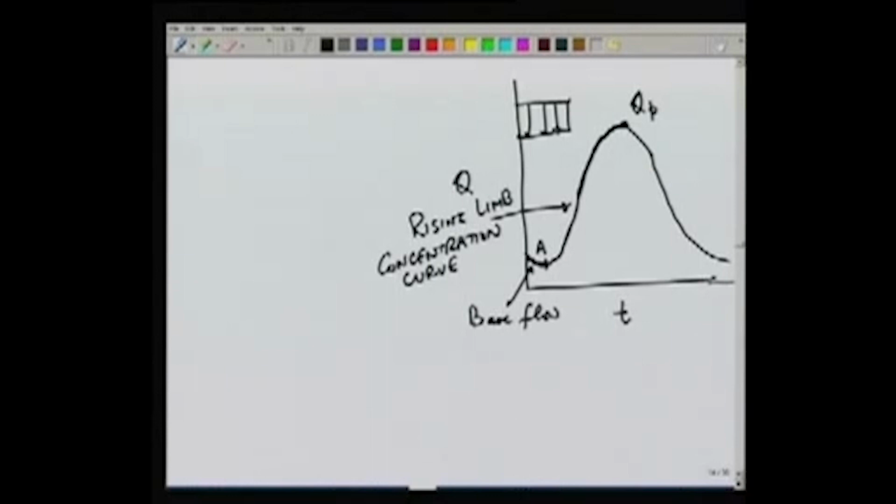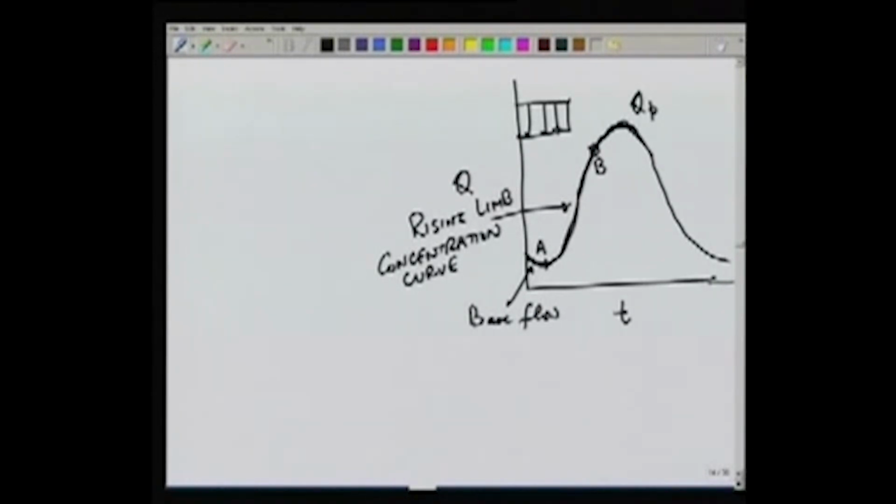If you look at this part, it is concave upwards at this point A, and at the peak it is convex upwards. So somewhere in the middle there is a point of inflection where the nature of the curve changes from concave to convex. Let's call this point of inflection point B.